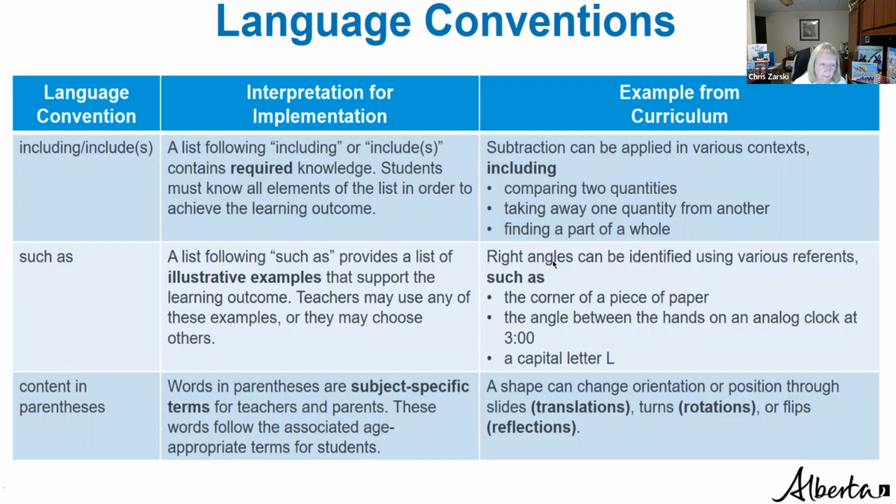And so even in the statements that you see here, right angles can be identified using various references, such as the corner of a piece of paper, the angle between the hands on an analog clock at 3 o'clock, the capital L. Could be the corner on a book, could be the corner on a desk, depending on what kind of desk they have, right? These are just suggestions, and definitely you can use them, but you can definitely add on to those as well.